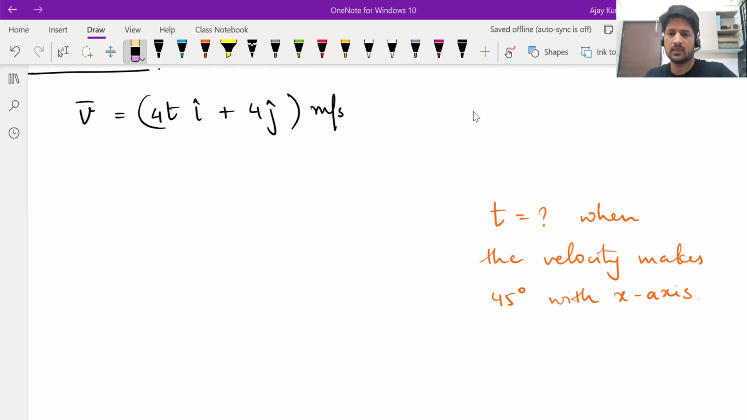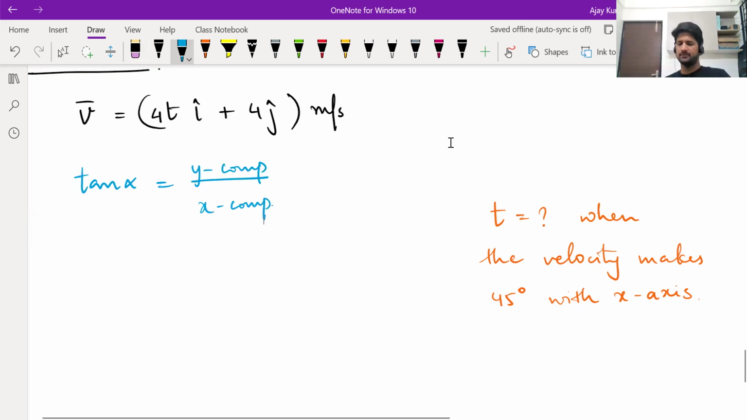Sir, tan 45 equals 4 by 4t, sir. Good, very good. You are making very good use of that formula. See, we know the angle made with the x-axis, no? So she is directly using that formula. This formula was there in your worksheet. Tan alpha is y component divided by x component. Good, no problem.